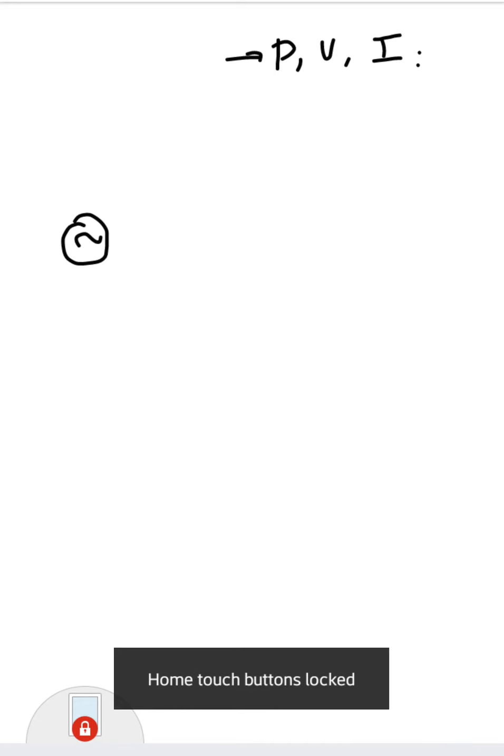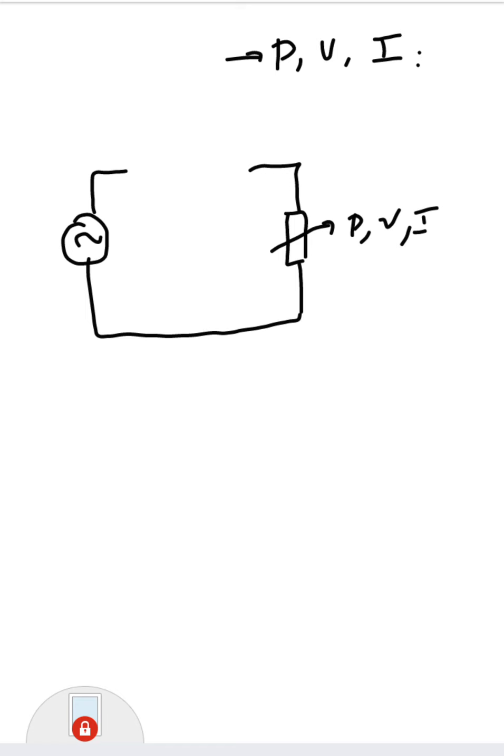So the basic structure for the circuit will be, this is a source voltage and definitely there will be a load at the output. By controlling the instant of turn on here, we need to control the power, voltage and current for this load. So to control, we will be using a power electronic device in between. So here I will be using an SCR in between the source and load.